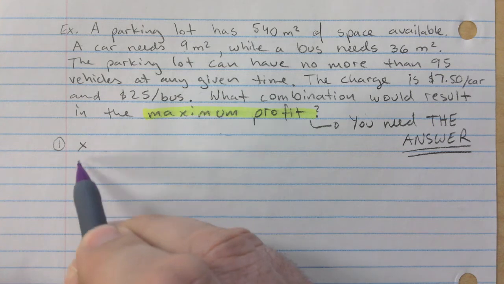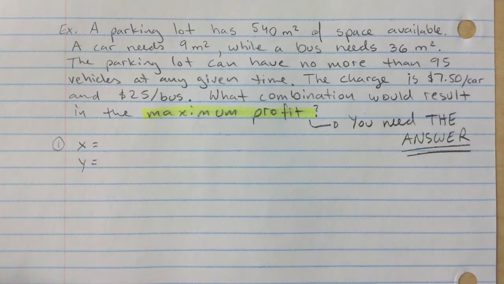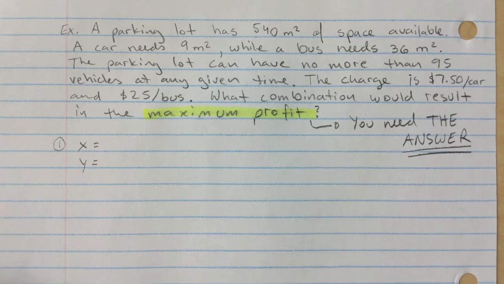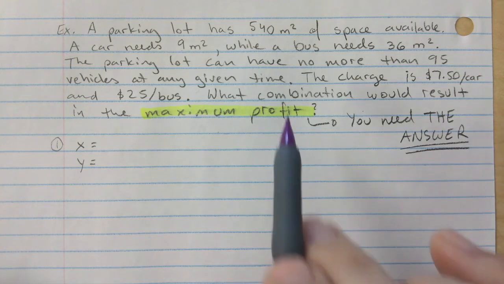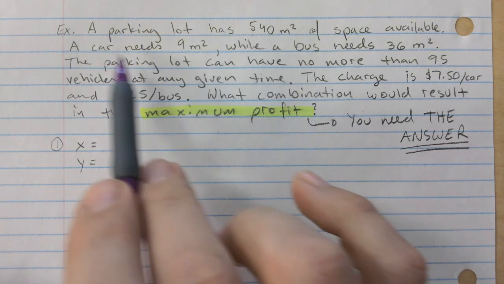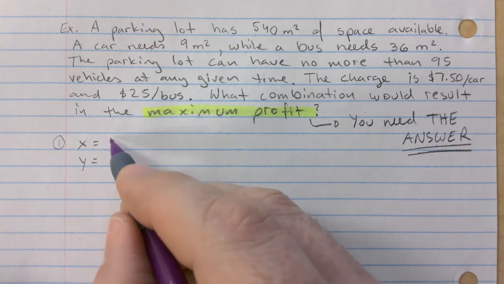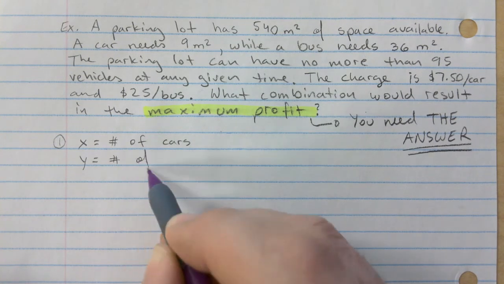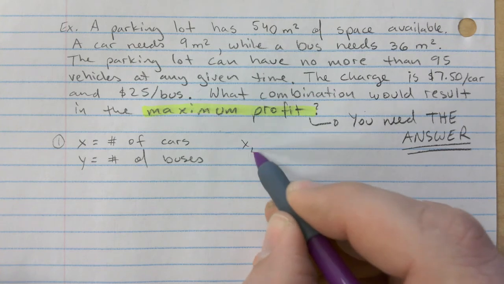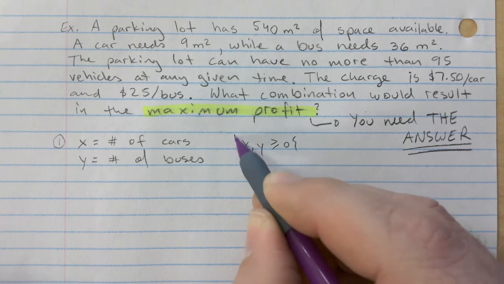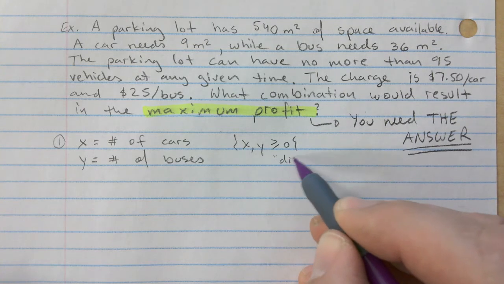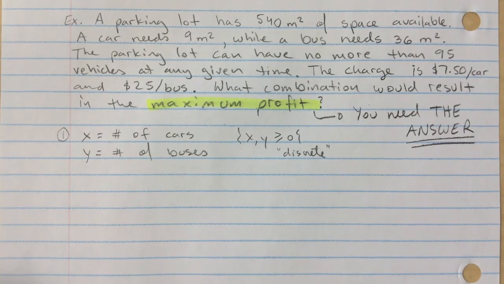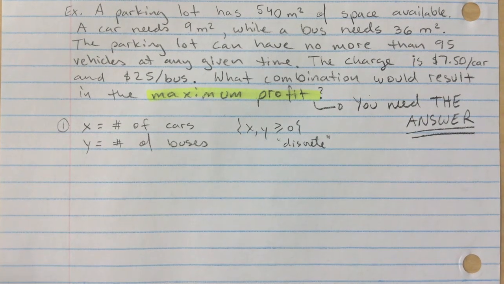We need to let x and y be something. What would it be in this case? If you read it carefully, you should probably realize, what are you talking about, combination? Well, combination of cars and buses, right? So we would say x is the number of cars, and y would be the number of buses. Somewhere we're going to state this, right? And this is discrete, meaning we can't have decimals for our corner points at the ends. Okay.